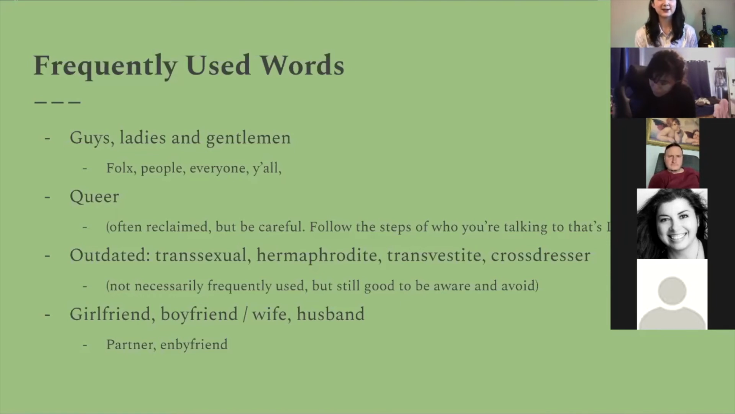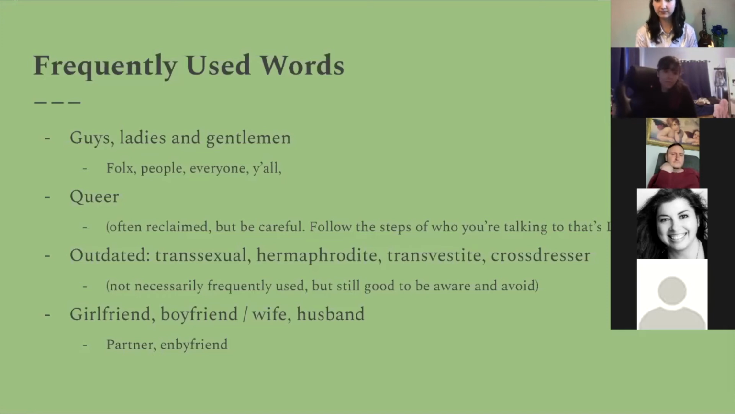Other outdated terms are transsexual, hermaphrodite, which the new word for that is intersex, since we covered that. Transvestite and crossdresser, also not good. Go with drag, intersex, transgender, all the things we talked about earlier. I don't know if they're necessarily frequently used, but I have heard them come up still, so just be aware of that. And lastly, girlfriend, boyfriend, wife, husband may still be used.